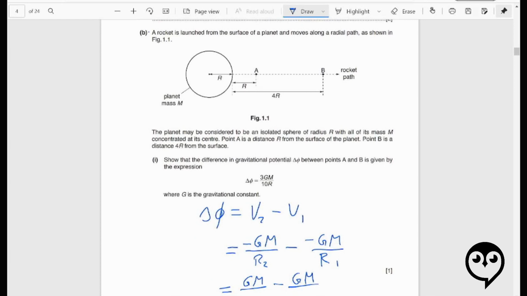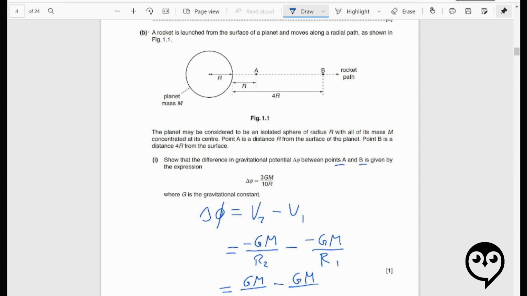Moving on, we've got a rocket here. There's a point A and there's a point B. This is the path of the rocket. You can see the different radii and distances labeled there. Right, so point A is a distance r, point B is a distance 4r. Show the difference in gravitational potential between points A and B.